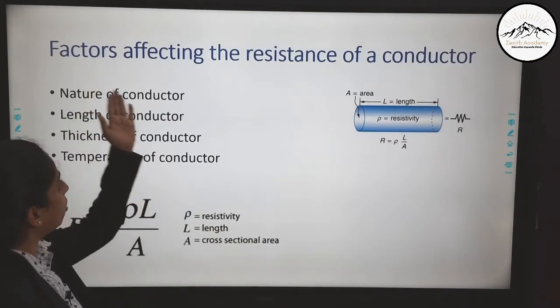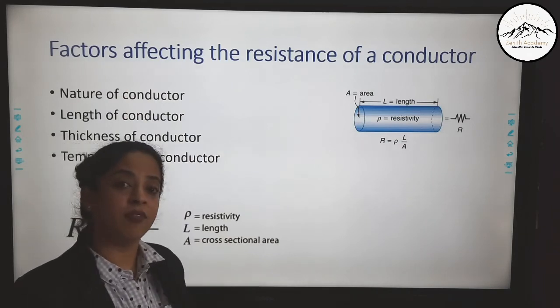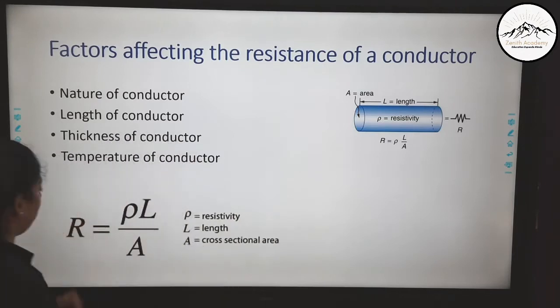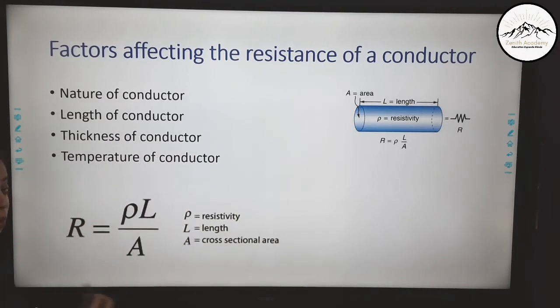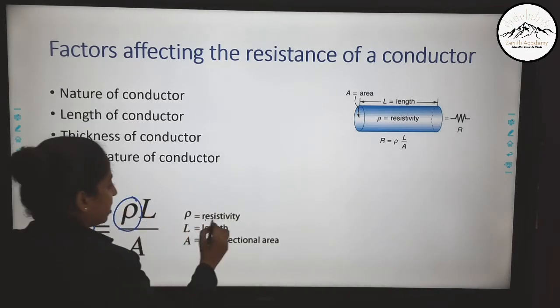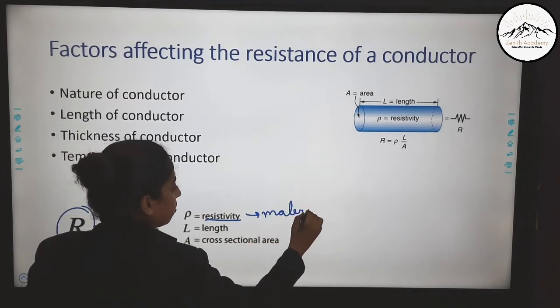Now let us talk about the factors affecting the resistance of a current. What are the factors that affect how much resistance is offered? Now there is this formula, R is equal to rho L upon A. So R is the resistance, this rho is resistivity, which depends on the material of the wire or the substance.